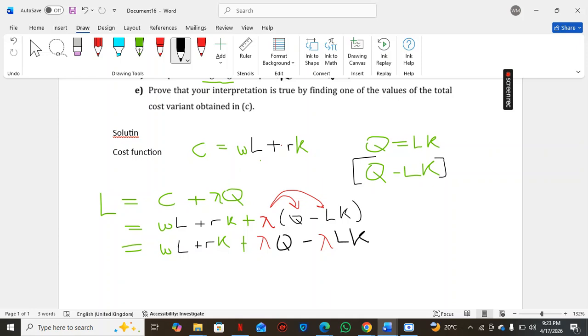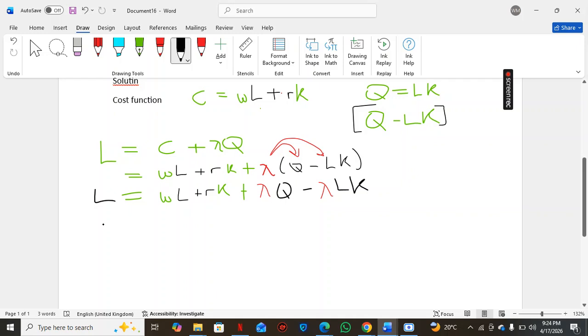All right. So after you've set up this function, you're going to need to derive it now. So first we're going to derive this function with respect to L, with respect to labor here. So if anything doesn't have an L attached to it, it disappears. So this RK, this lambda Q, they will disappear. We're only deriving the WL and lambda LK.